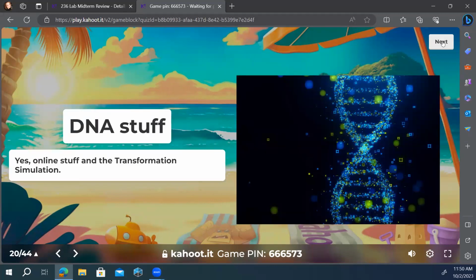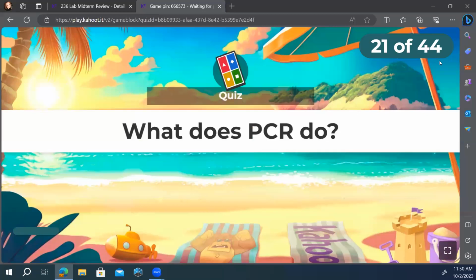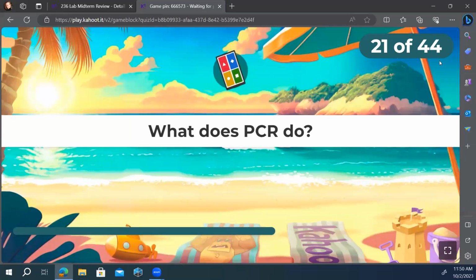All right, for the DNA stuff. Yes, the online stuff and the transformation simulation, these are things that can be tested over. Well, let's just go through this part first and see what I'll tell you guys to do. So what does PCR do?